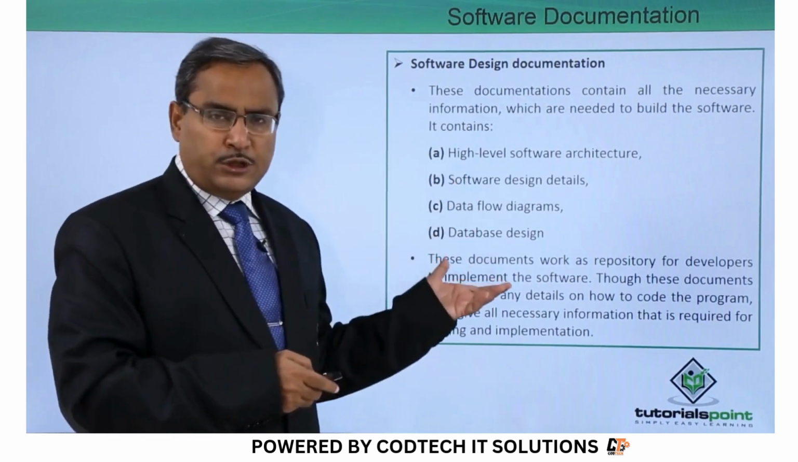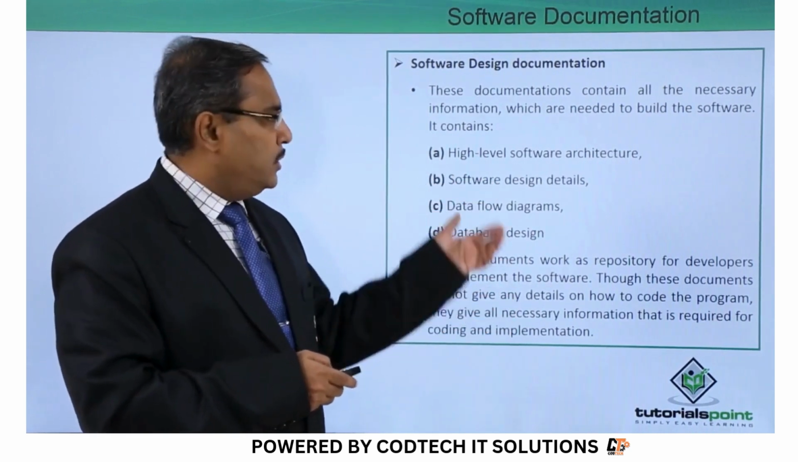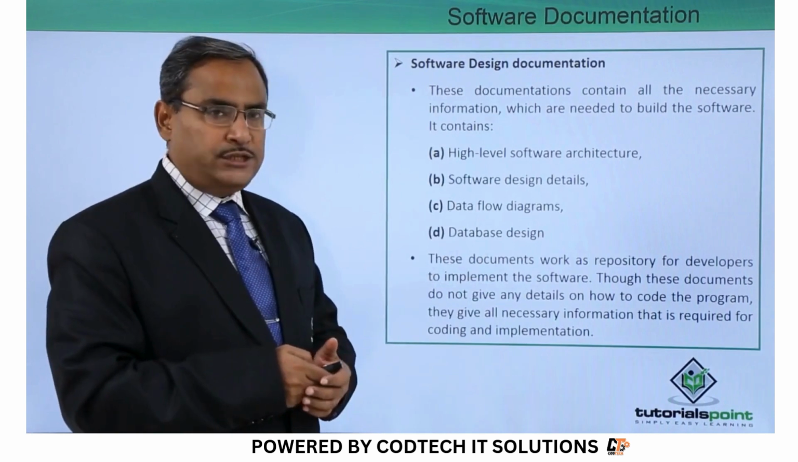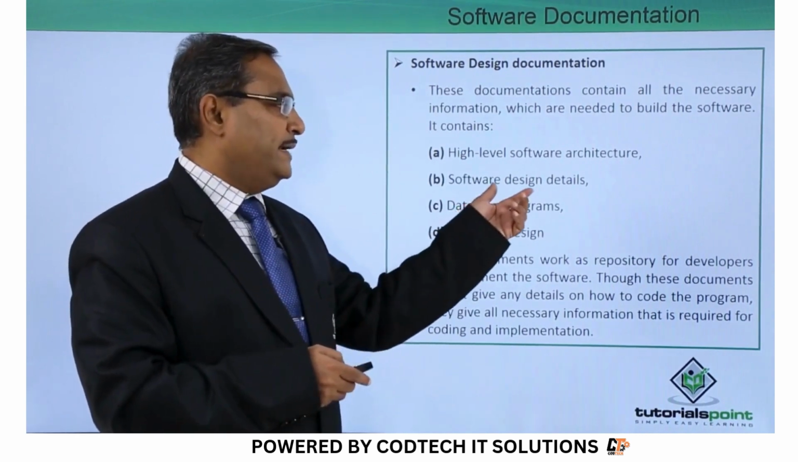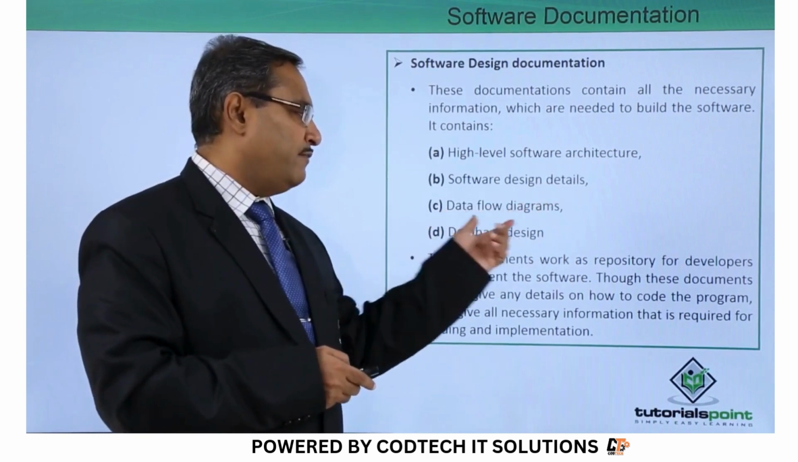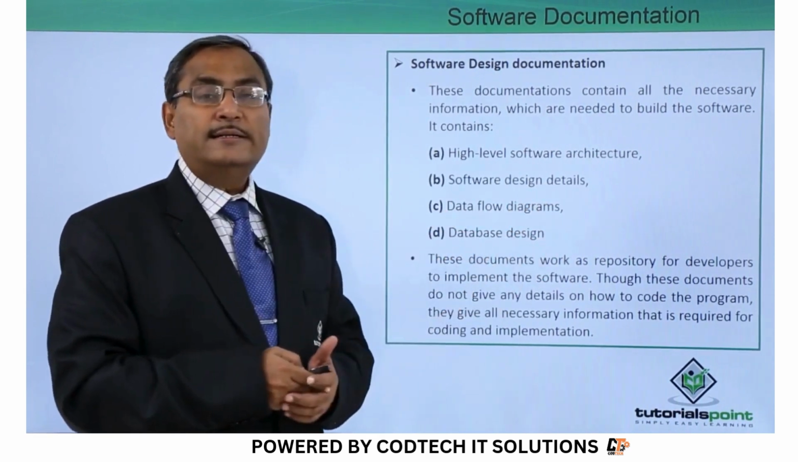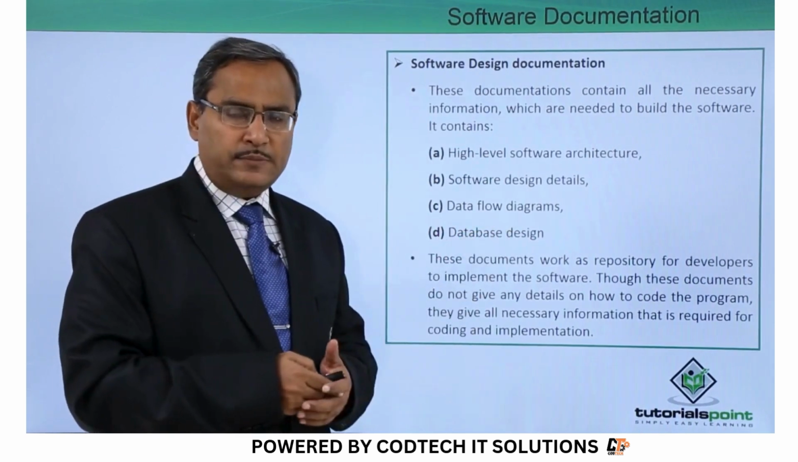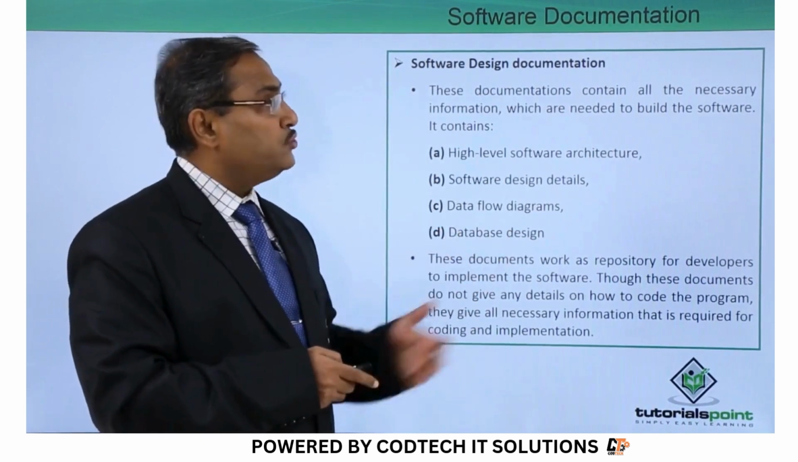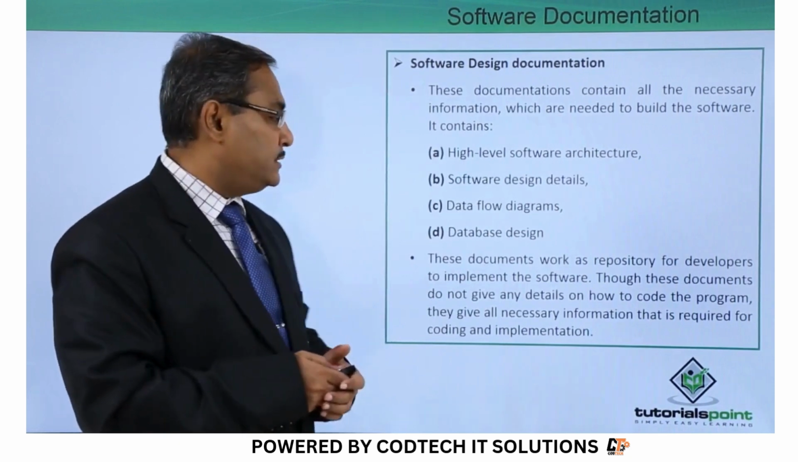So what are the different issues? Let me discuss them in detail. High level software architecture: what is the software architecture we are going to use? The software design details, the data flow diagrams and the database design. So here we can be using multiple UML diagrams for this particular software design documentation.